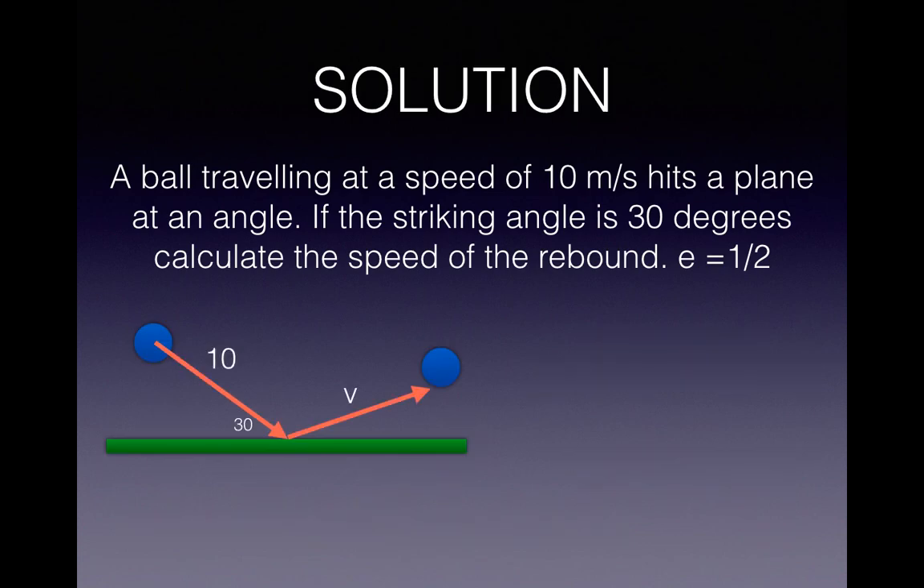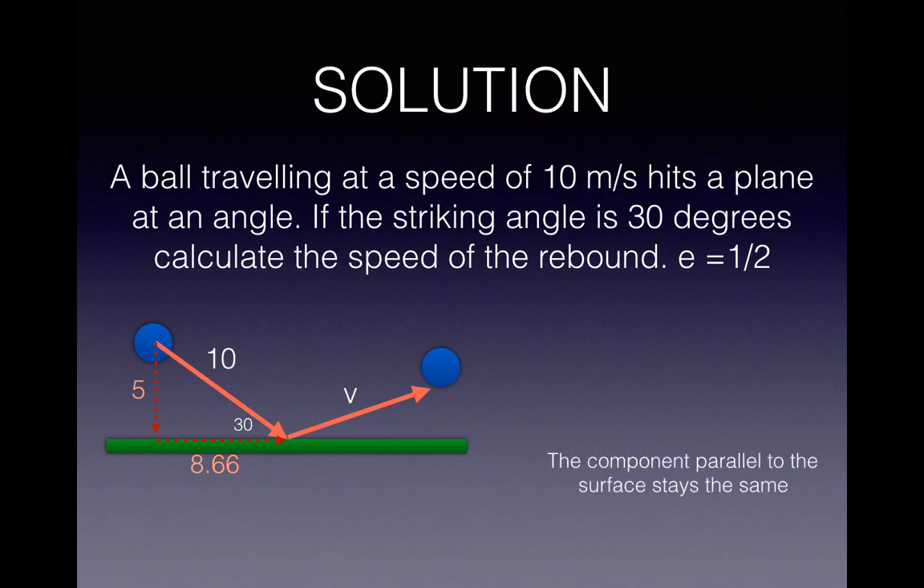Okay, so let's get to it then. What we want to do is set up the triangle with the first velocity vector, and then using SOHCAHTOA, get the opposite, which is the vertical component, get the adjacent, which is the horizontal component, and we get 5 for that and 8.66 for that. Okay, we have our two components, and now we apply our rules.